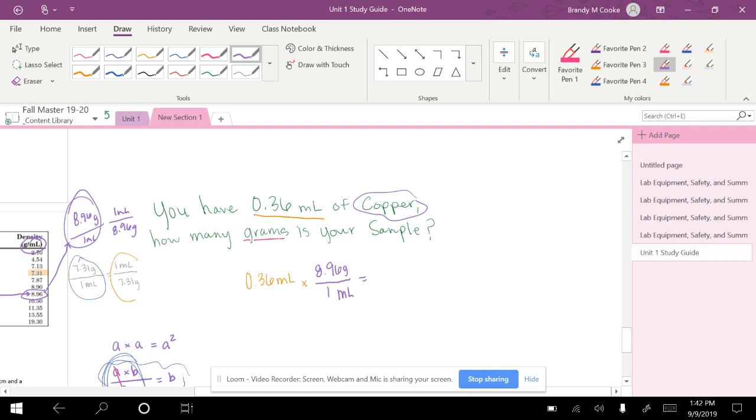0.36 times 8.96. As long as I plug that into the calculator correctly, the answer should be 3.23. And my units, first of all, it's grams, because that's what the question asks, but also milliliters cancels out, and I'm left with grams. So that just helps confirm what I thought the unit should be.